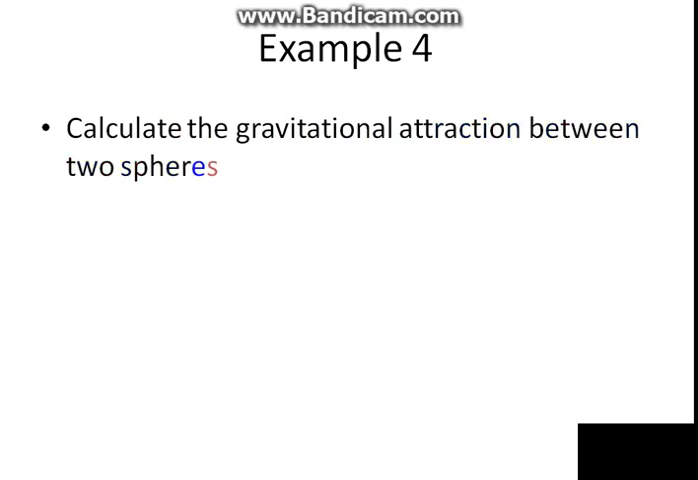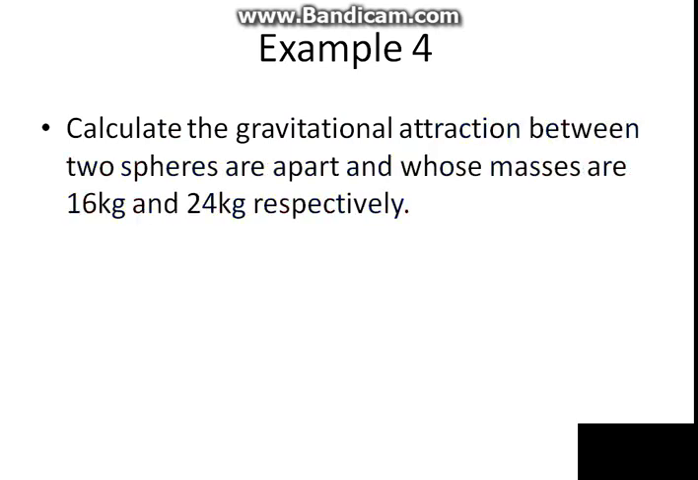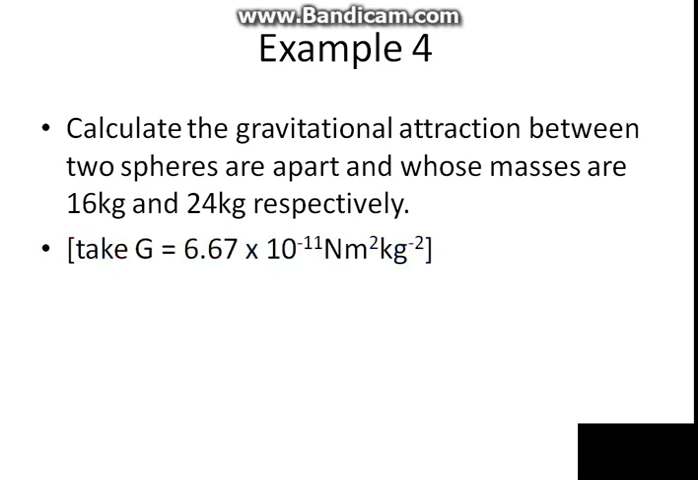Example 4. Calculate the gravitational attraction between two spheres 4 m apart and whose masses are 16 kg and 24 kg respectively, taking G equals 6.67 times 10 raised to power minus 11 Newton meter squared per kilogram squared.